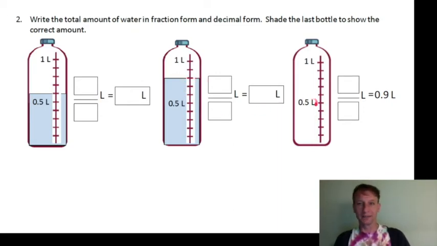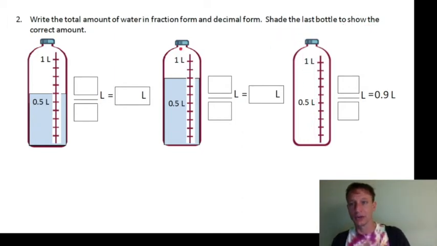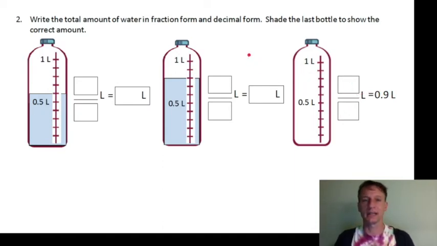Now this one, you're doing backwards. You might be tempted to say, oh, there's 0/10 liter there, right? But what they want you to do is, per instruction, shade the last bottle to show the correct amount. So here's the correct amount. It's over here at the end. 9/10 liter as a fraction, and then shade up to 9/10 of a liter. Okay, so that's what you're doing there.